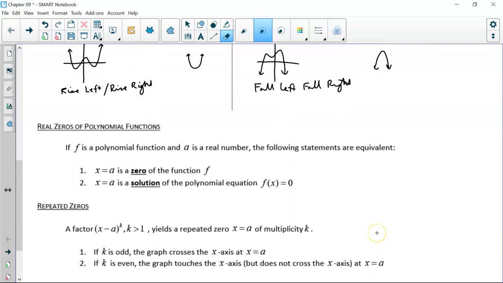Now, when we talk about the zeros of a polynomial, the zeros are the solutions, also known as the roots. Roots, zeros, solutions, they're all the same thing. They're all the value of x when y equals 0.